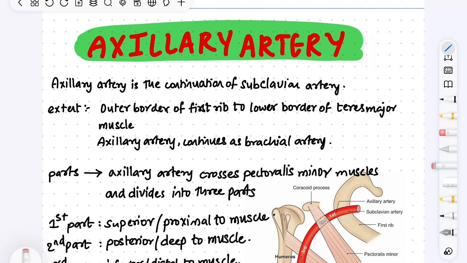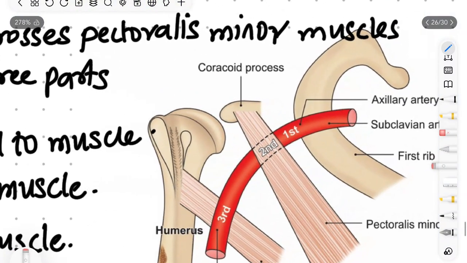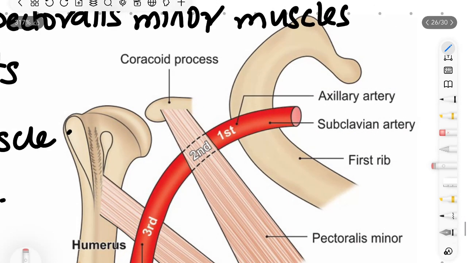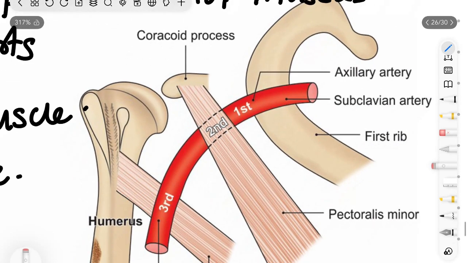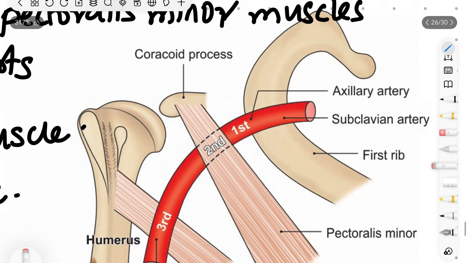So, first, axillary artery is the continuation of subclavian artery. This is the basic intro line. Now, what is the extent of the axillary artery? Axillary artery extends from the outer border of the first rib to the lower border of teres major muscle. Now, what is this outer border, lower border?